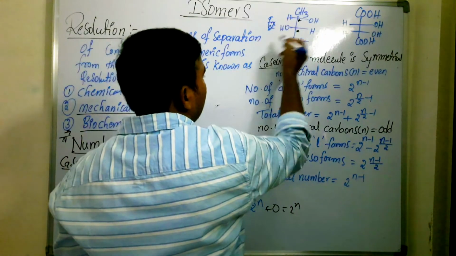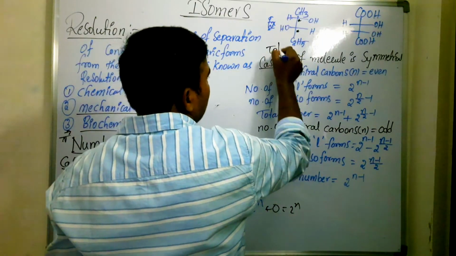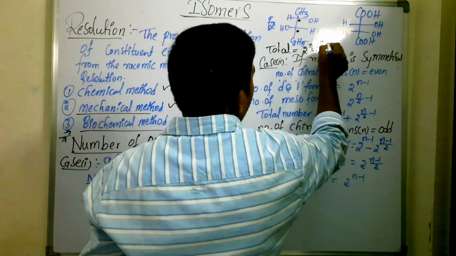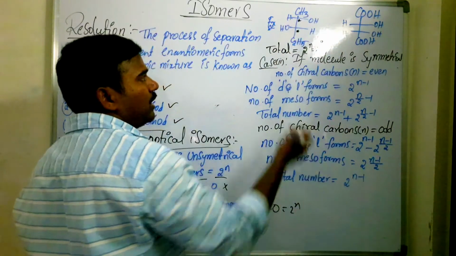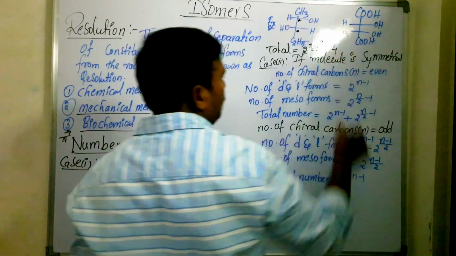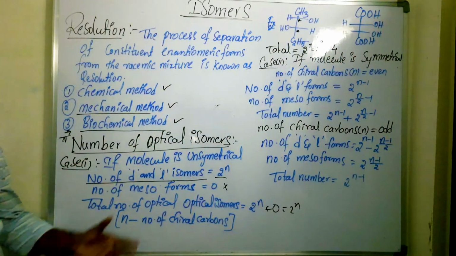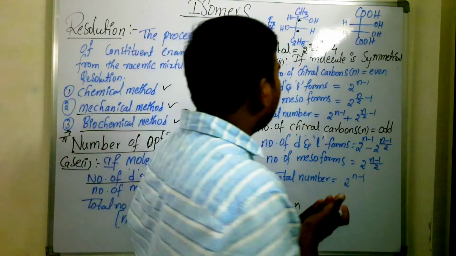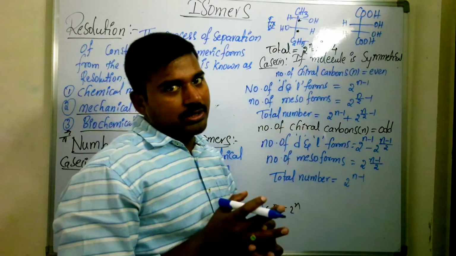So the total number of optical isomers will be 2 power n, that is 2 power 2. Here 2 is the number of chiral carbons. 2 chiral carbons are there. So the total number of optical isomers for that compound will be 4 isomers.